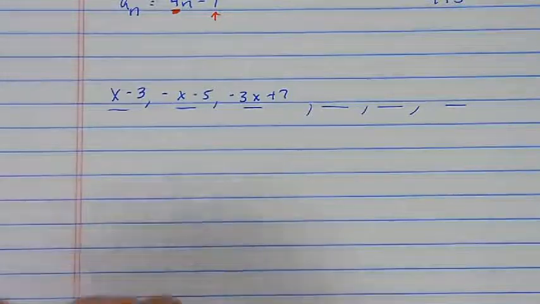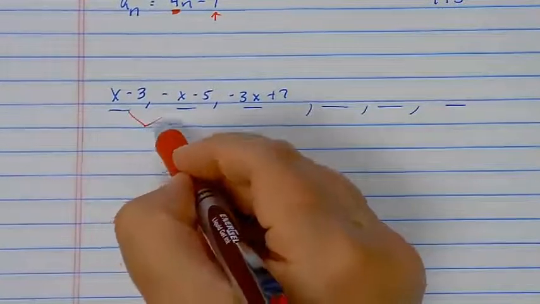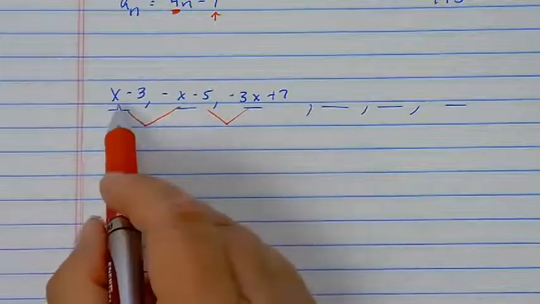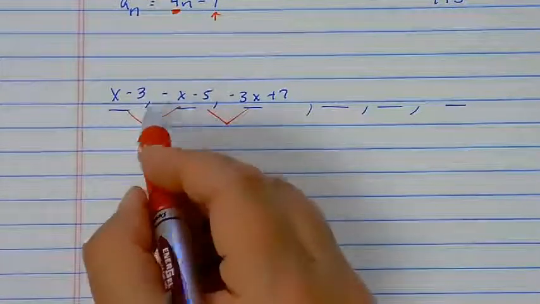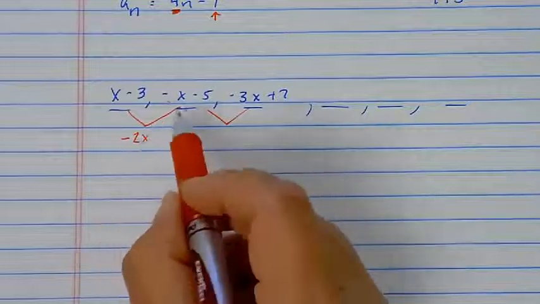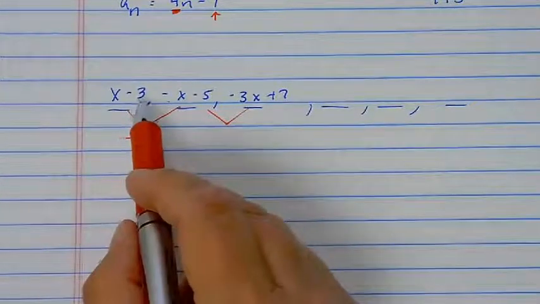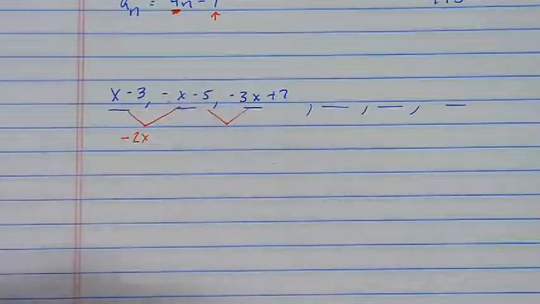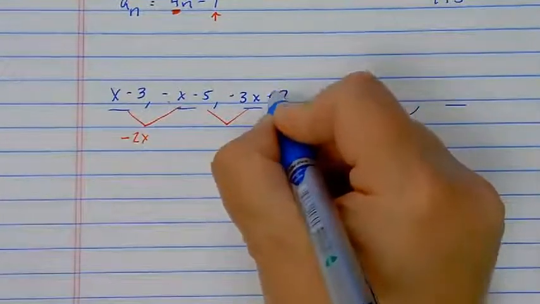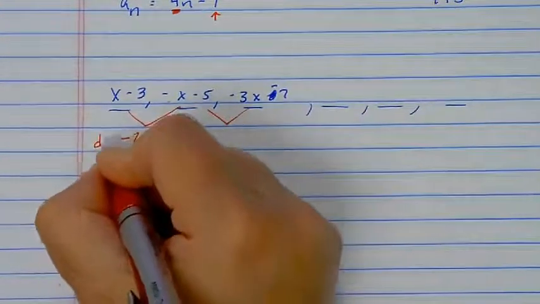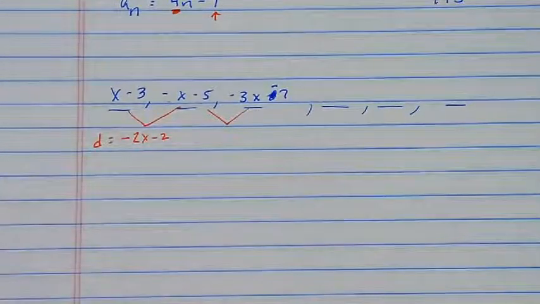So the first thing we should do is find the common difference. What do I do when I go from here to here and here to here? I notice the x, I'm going from positive x to negative x, so that's down 2x. Negative x to negative 3x is down 2x. To go from -3 to -5, and I wrote this wrong, this should be -7, I'm going down 2. So the common difference is down 2.